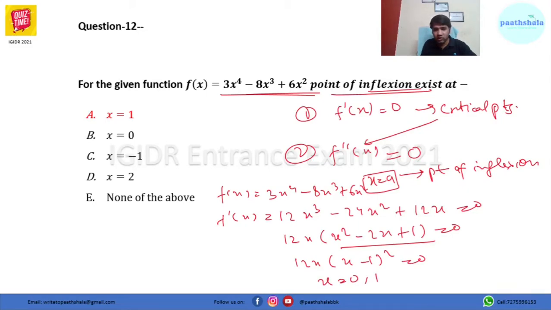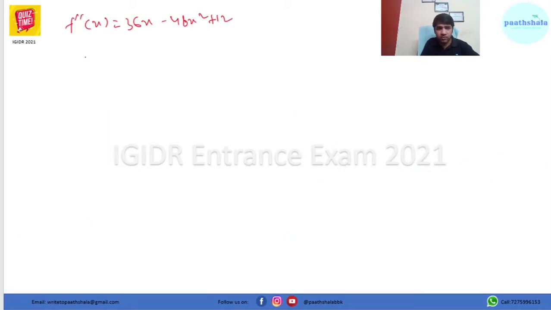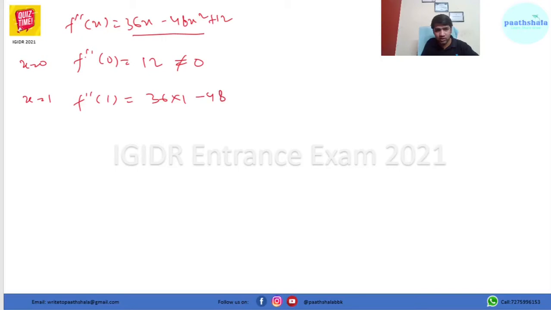Now we have to find the second derivative. So f double dash x will come out to be 36x square minus 48x plus 12. Now we have to check the nature of this f double dash x at x equals 0 and x equals 1. So f double dash 0, the first expression will become 0 and this will come out to be 12, which is not equal to 0. F double dash 1 will come out to be 36 into 1 minus 48 into 1 square plus 12. So ultimately this comes out to be 48 minus 48.